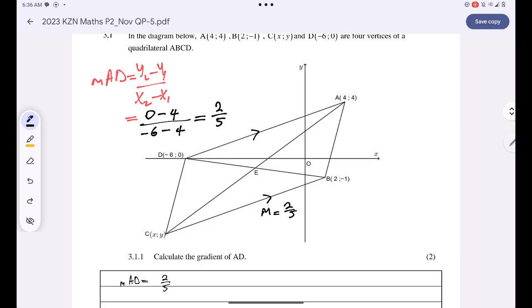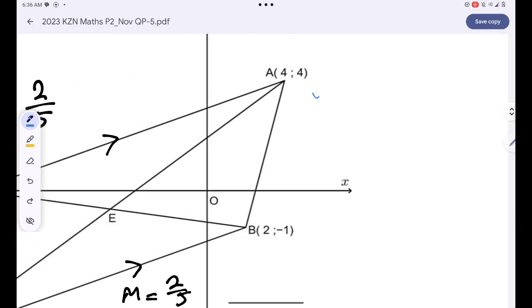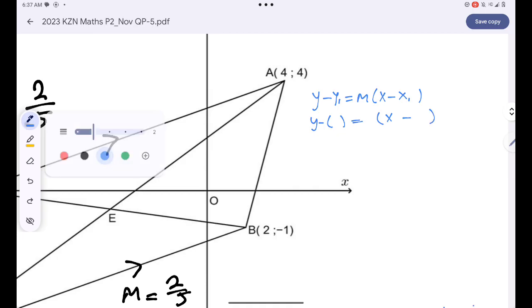So for me to find the equation of a line, I need 2 things. I need the value of the gradient and any point on the graph, né? And then after finding those 2, I'll just substitute them into this equation that says y minus y1 is equal to m(x minus x1), right? Where both y1 and x1 represent the point on the graph, and m just represents the gradient. Okay, y1 is just negative 1, x1 is 2, and then my gradient is 2 over 5.